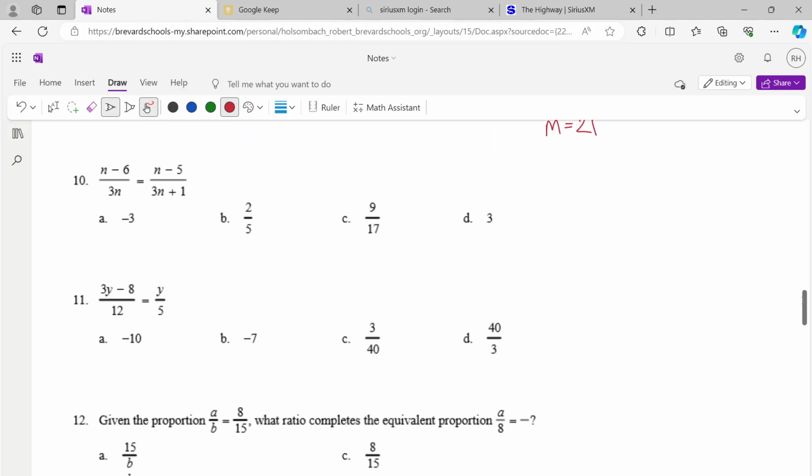Problem number 10. Now we got variables everywhere now. So it doesn't matter which numerator and denominator you multiply first. I'm going to take 3n times the n minus 5. So 3n times n minus 5 equal to n minus 6 times 3n plus 1.